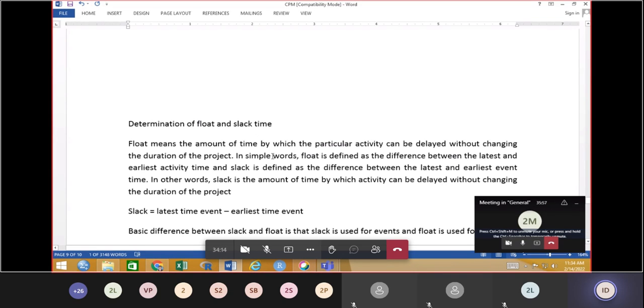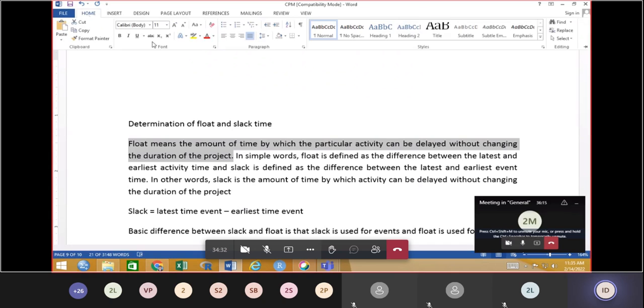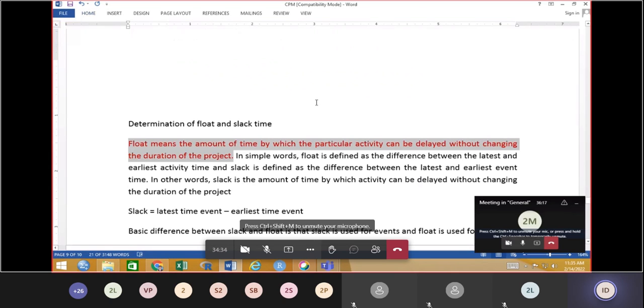Float means the amount of time by which the particular activity can be delayed. Keep in mind the meaning, right? Float means the amount of time the particular activity can be delayed without changing the project duration. In simple words, float is defined as the difference between the latest and earliest activity time, and slack is defined as the difference between the latest and earliest event time.